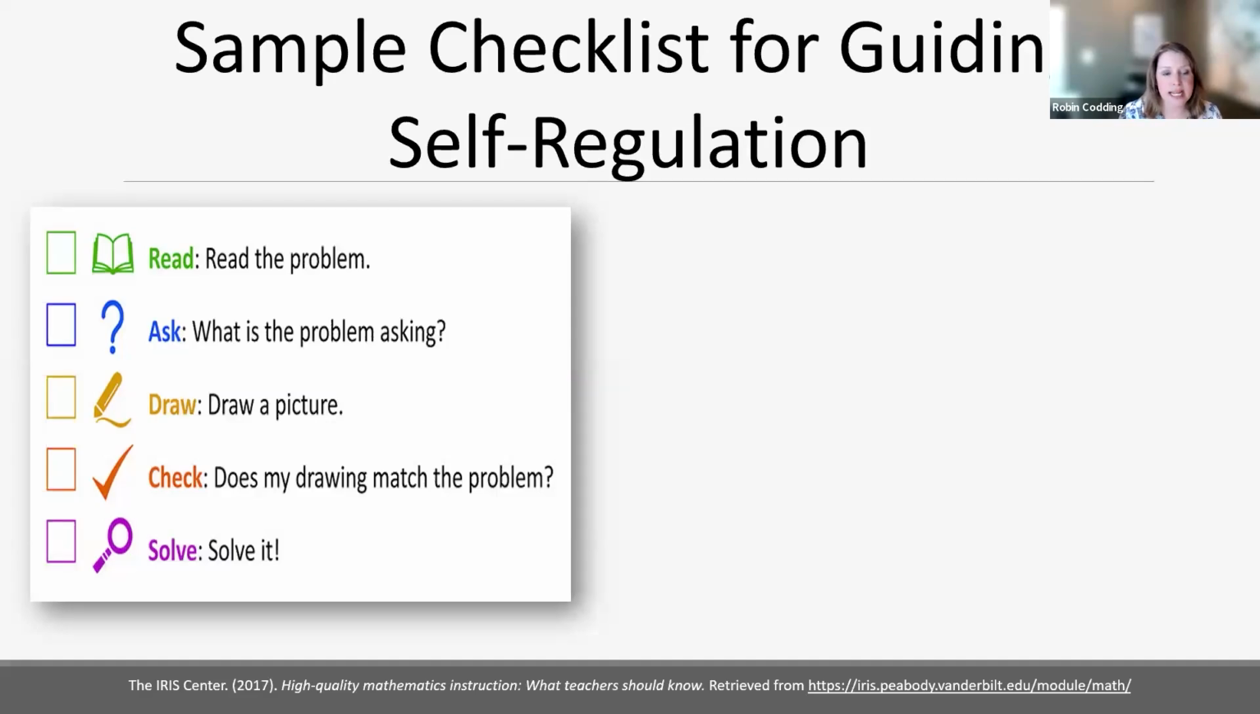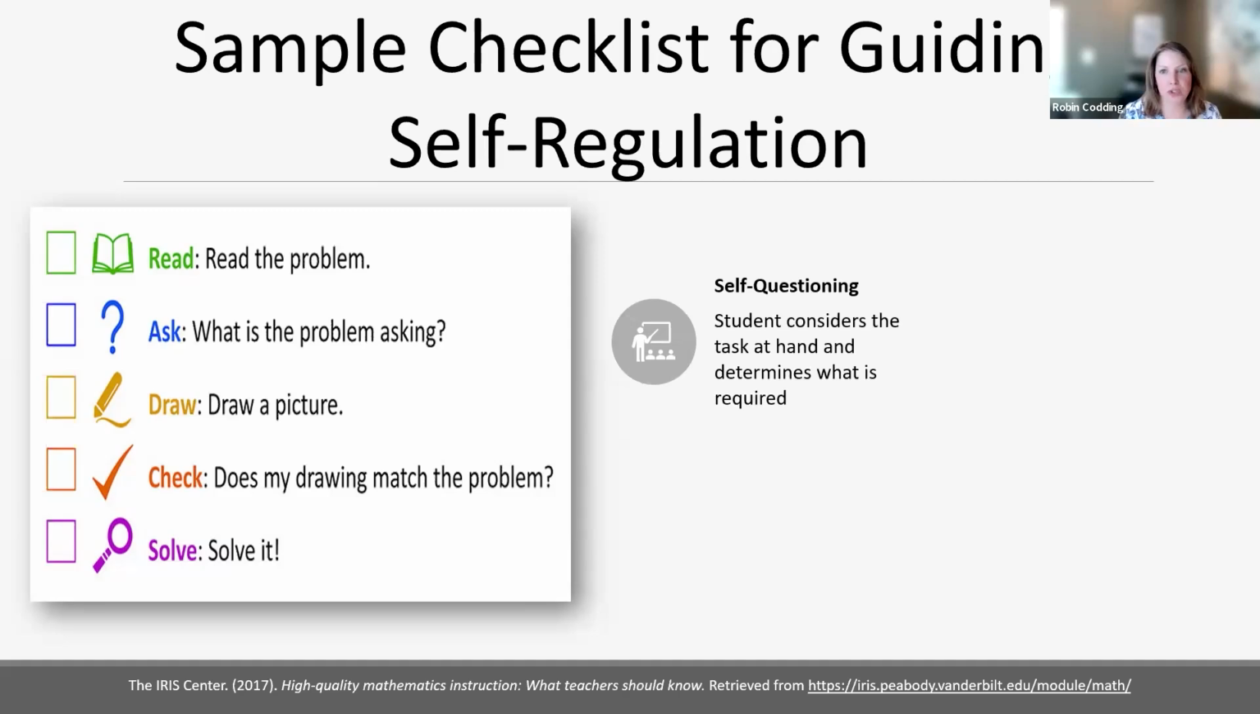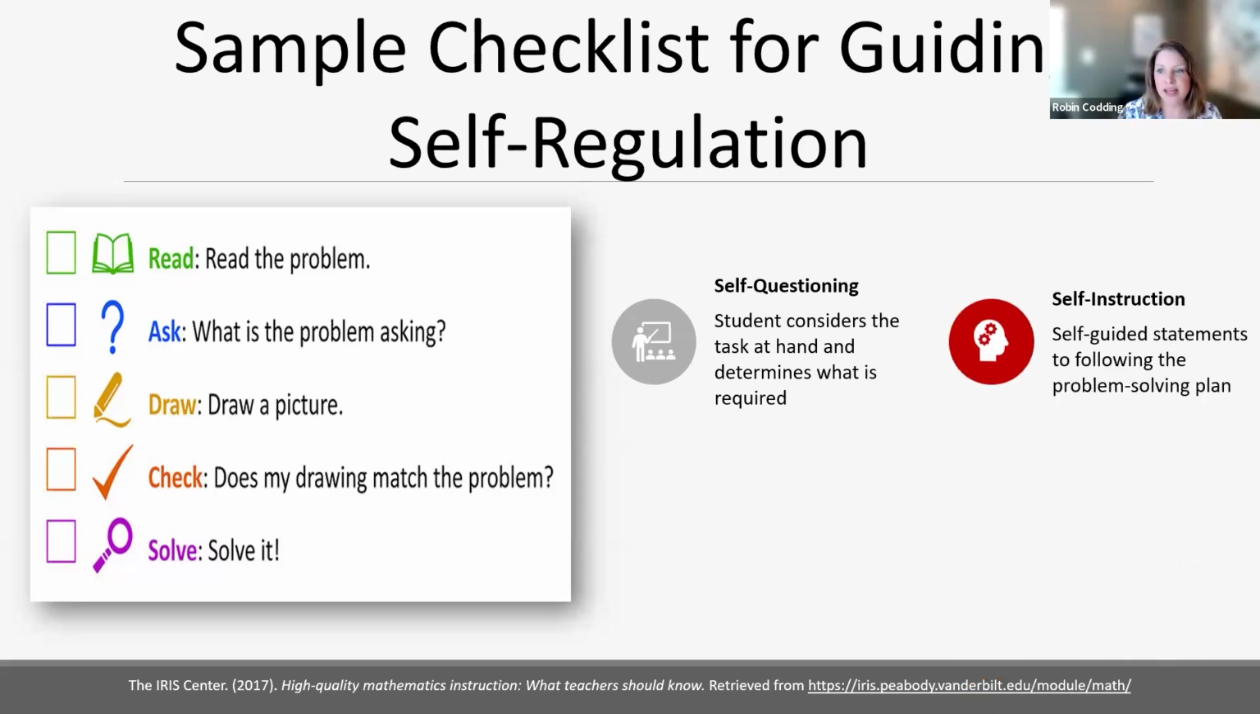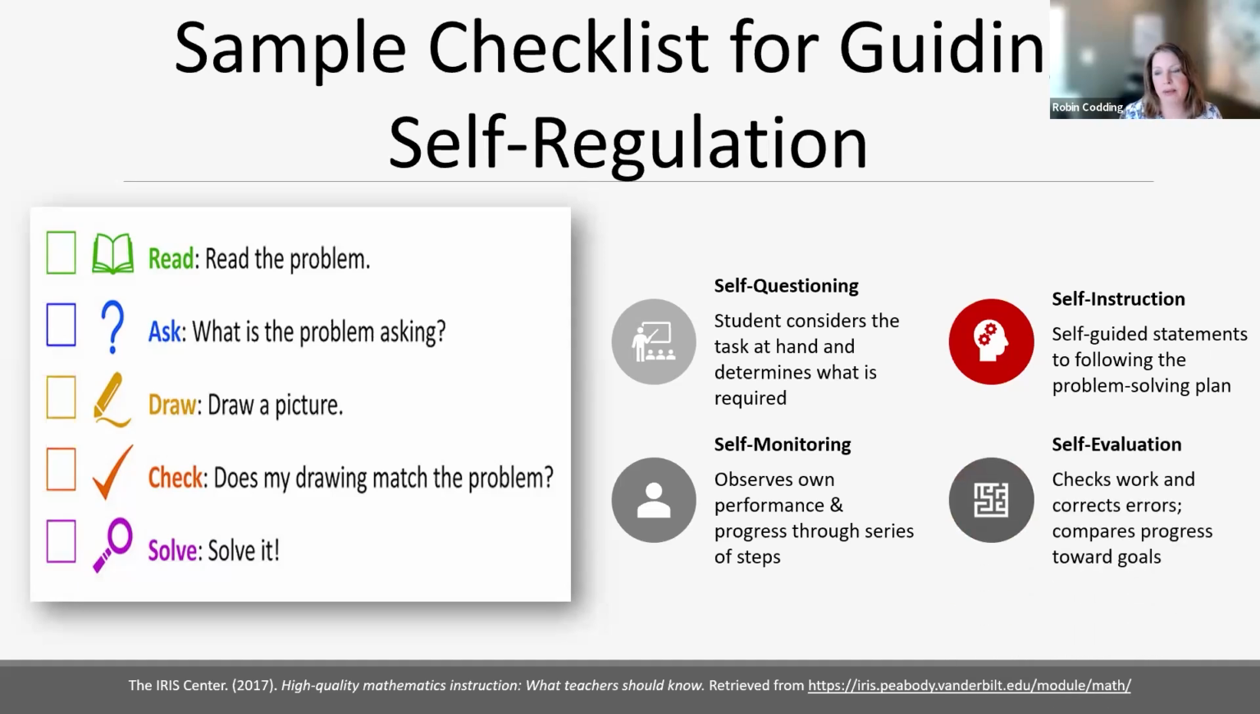So this is a very simple checklist. It comes from the IRIS Center. If you haven't checked out the IRIS Center, it is a great resource. And the process of self-regulation is having the student go through the questions. They consider the task at hand and what is required. So it's very helpful to have a checklist for them to actually engage in that self-questioning component. Then they're going to say a statement to themselves, such as, okay, read the problem. I read the problem. I'm going to ask myself, what is the problem asking? That would be an example of self-instruction. Monitoring their own performance is actually being able to check off each of these steps that they followed through on them. And then self-evaluation is going back and checking the work and correcting their errors.